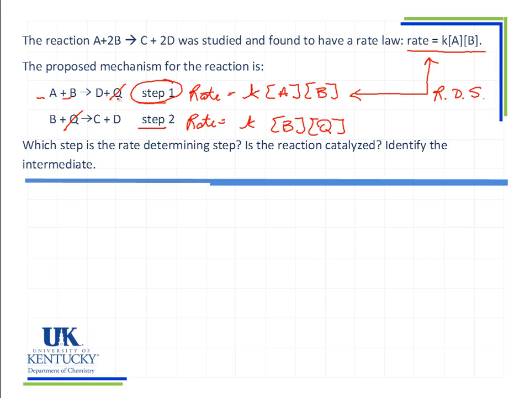This substance is produced and later consumed. So we see Q being generated in an early step and getting used up in a later step. That is not a catalyst, that is an intermediate. So Q is the intermediate. And in this reaction, there is no catalyst.